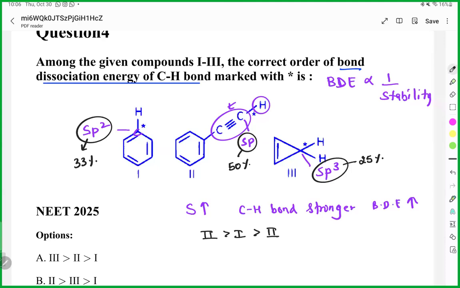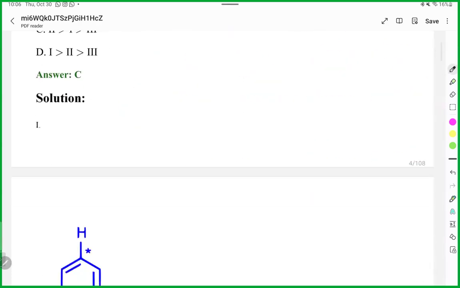So bond dissociation energy is inversely proportional to the stability. And in this case, if you have more S character, the carbon hydrogen bond will be stronger, more bond dissociation energy, less stability. Correct? Any doubt? Yes or no?